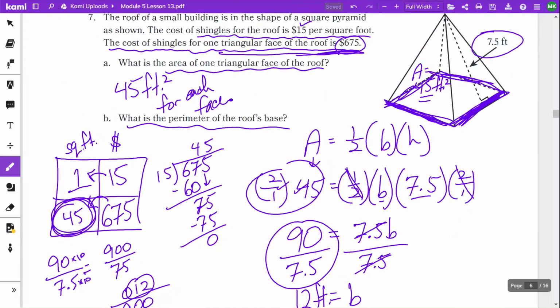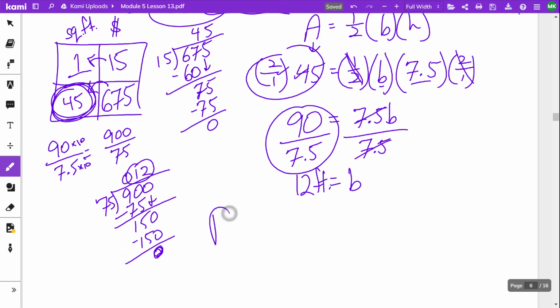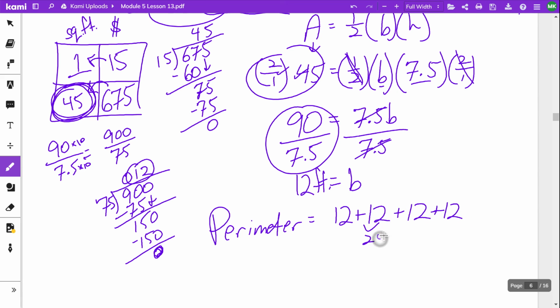Okay, now that I have my base is 12 feet, I can find the perimeter by going all the way around, and they're all 12. Perimeter is going to be the 12 plus the 12 plus the 12 because it's a square bottom. So there's your 24, and another 24 from those guys. So 48 feet, perimeter.